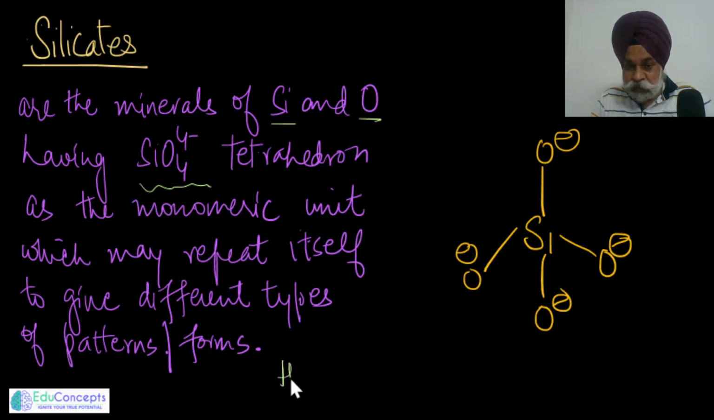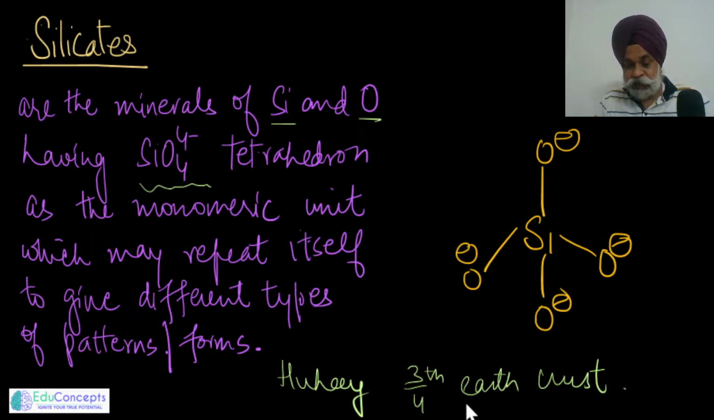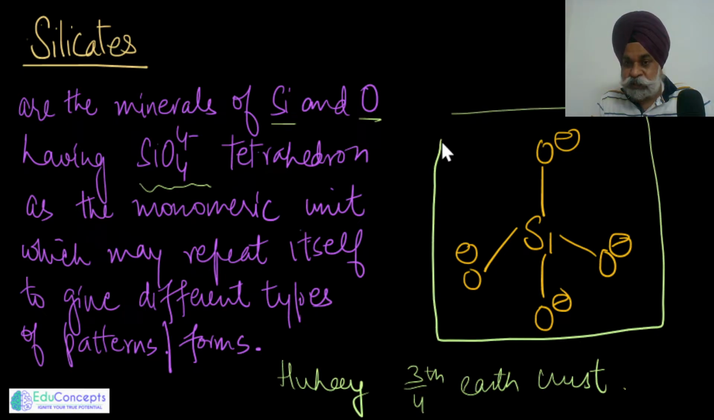As per Huheey, a very important inorganic book, 3/4 of the earth's crust contains different types of silicates, in which this moiety must be present, or it is present in the form of some repeating pattern. For simplicity, because every time we cannot draw this tetrahedron while making the structures, first let me show you. This is the tetrahedron which would have SiO4 negative.